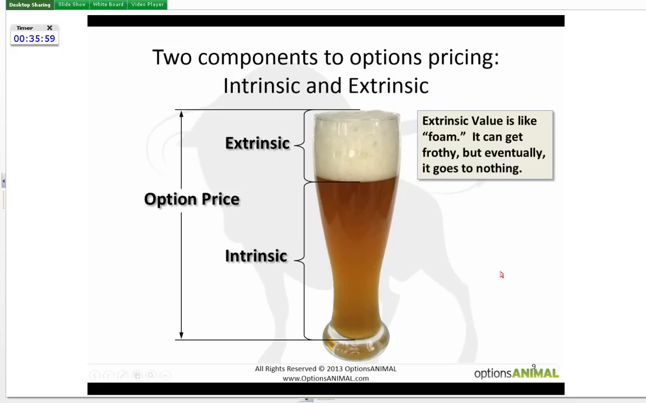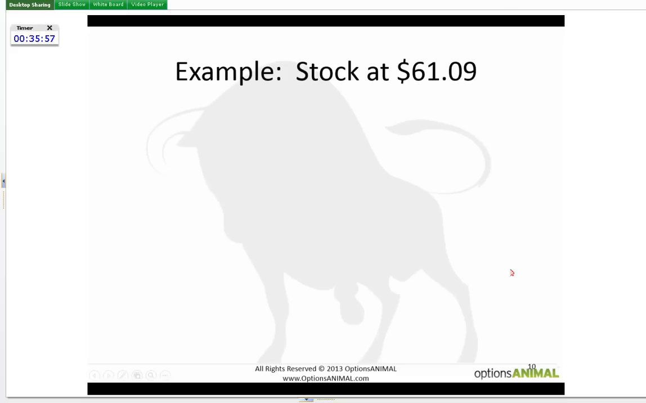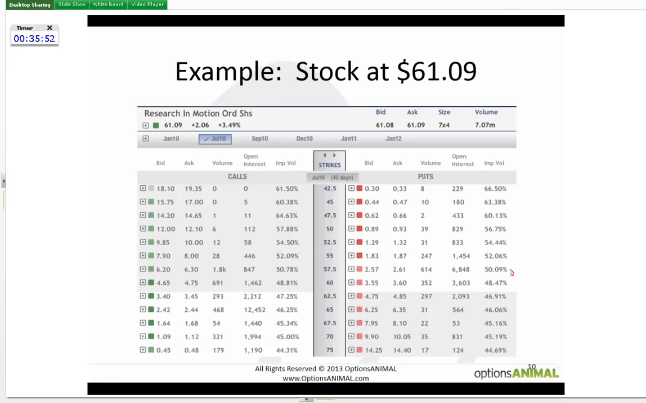Let's use a fictional stock, okay? Because this stock doesn't trade under this symbol anymore, right? Anybody remember this one, back when Research in Motion was trading at 61? So just use it as an example. It'd be interesting if it went back there, but it's not even Research in Motion anymore, right? It's BlackBerry. But just for the sake of an example, let's look at the puts. So let's look at the price of the puts.